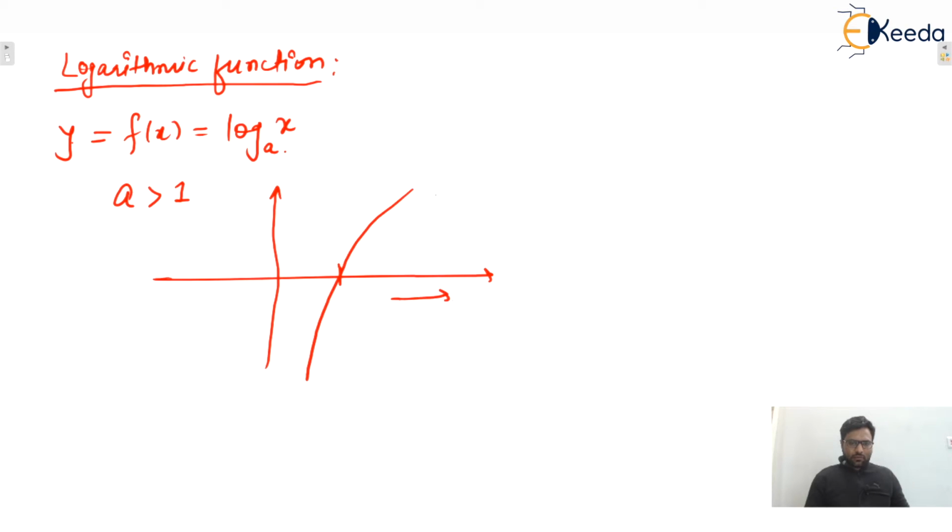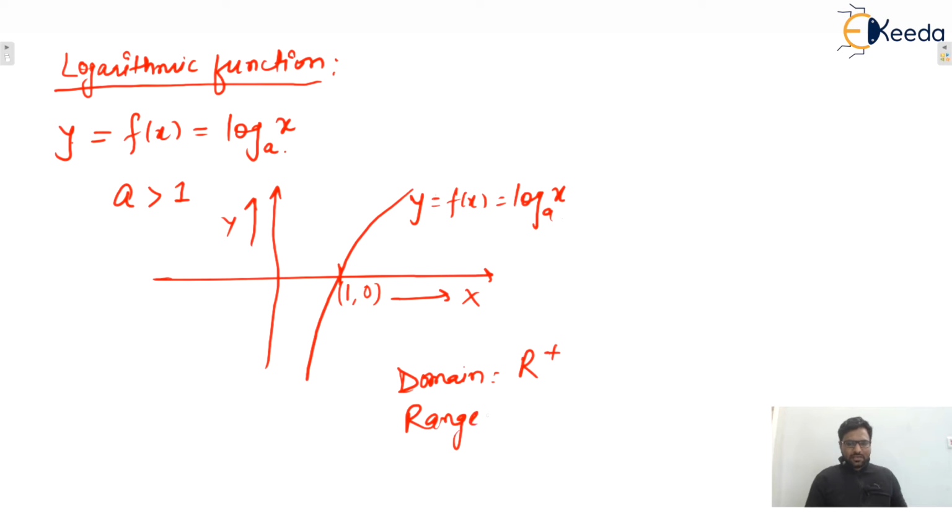Here at x equals 1, what is the value of log? At x equals 1, the y value is 0, that is the point (1, 0). So we can say that y equals f of x, that equals log x with base a, that is the logarithmic function, isn't it? Now you only tell me, what is the domain? Domain means the values on the x-axis. So we can say that domain is positive real numbers. But what is the range? We can say that range is the set of real numbers, isn't it?